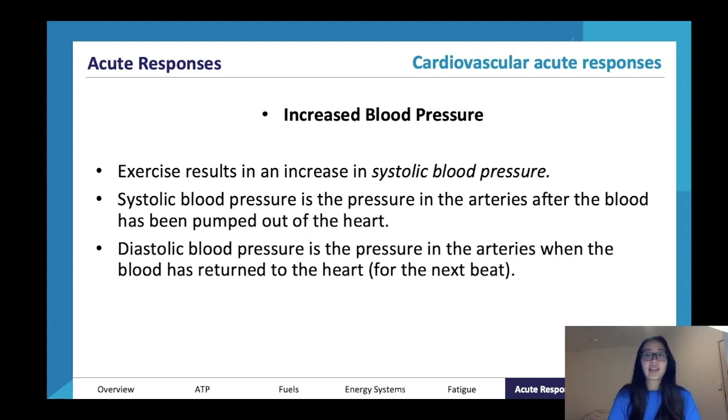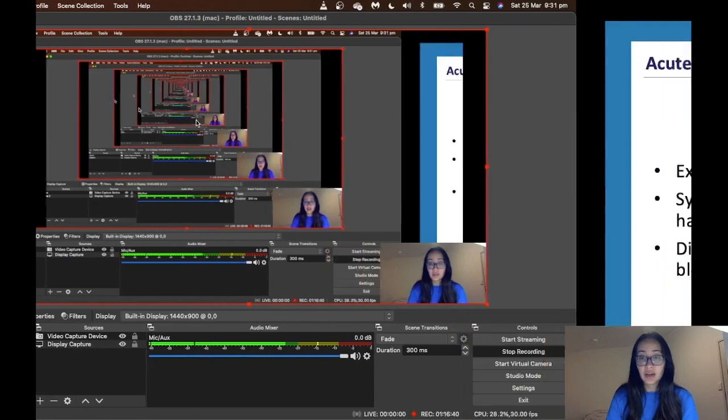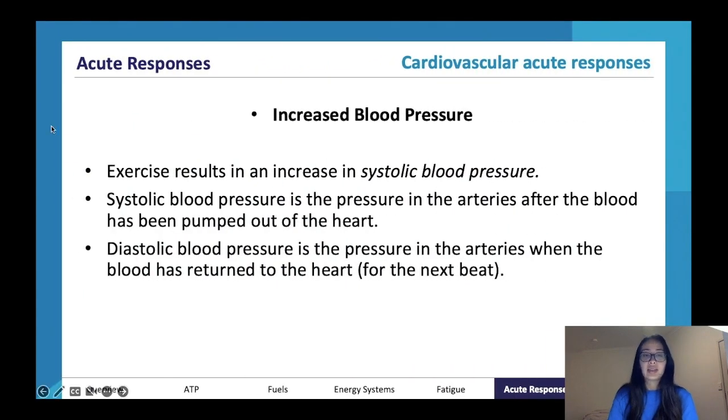Another cardiovascular acute response is increased blood pressure. Exercise results in an increase in systolic blood pressure. You don't need to know too much about systolic versus diastolic, but the definitions are here anyway. Systolic blood pressure is the pressure in the arteries after the blood's been pumped out of the heart. Diastolic blood pressure is the pressure in the arteries when the blood has returned to the heart for the next beat.